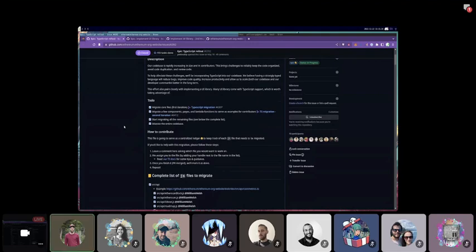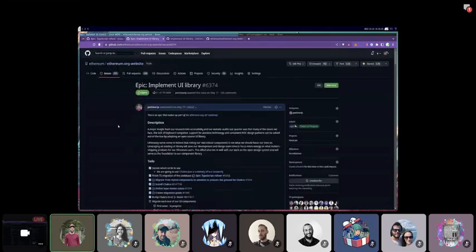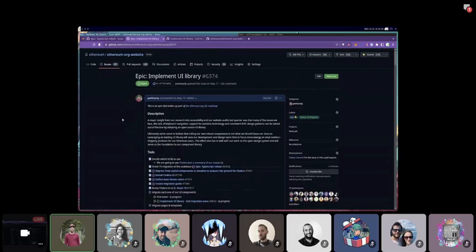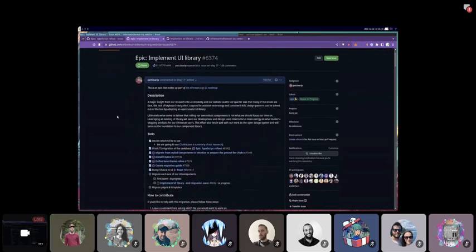So the next big migration that we did on the code base was related with UI. You can see the implementation of the UI library. A year ago, in December 2021, we were trying to improve the accessibility of the website. And in that moment, we were also thinking about creating this design system that Nuno just talked about.